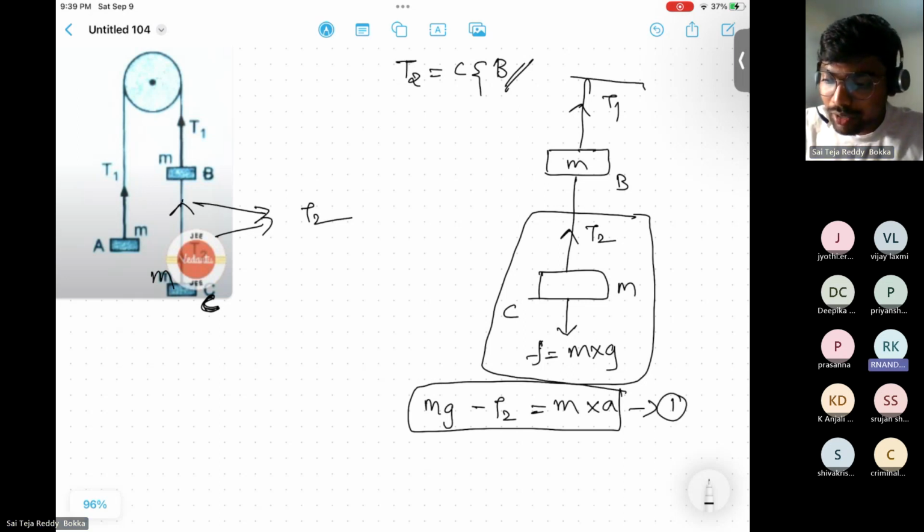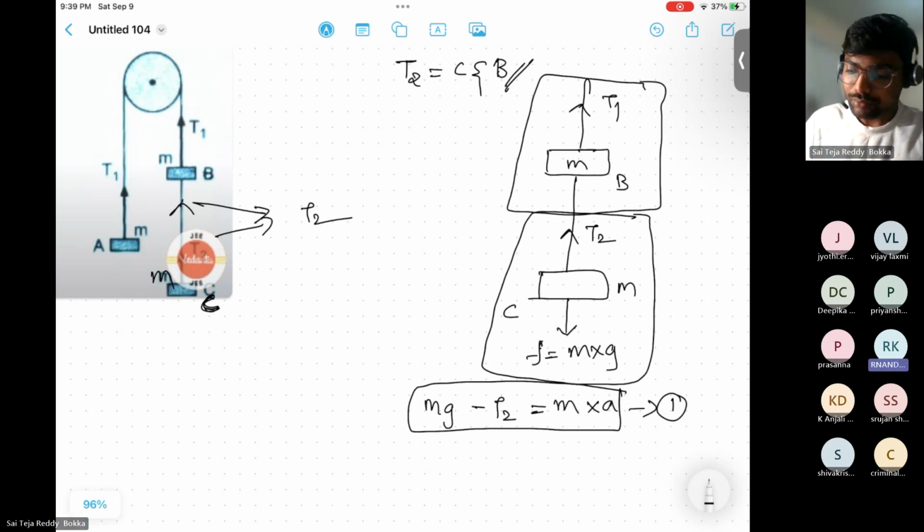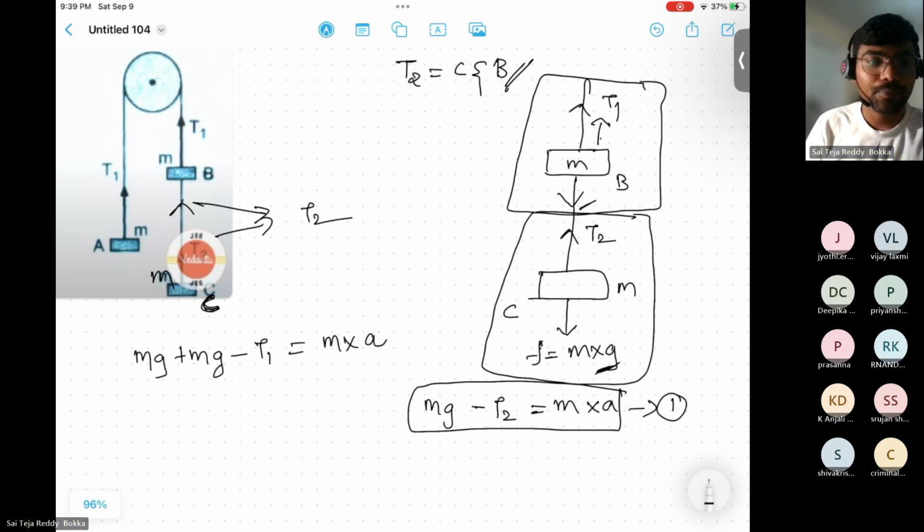If you are drawing a free body diagram for block B, you need to consider two cases: this mg and this mg. So mg plus mg. In the opposite direction, tension T1 is acting on block B, minus T1. That will be equal to mass into acceleration. So 2 mg minus T1 equals mass into acceleration.